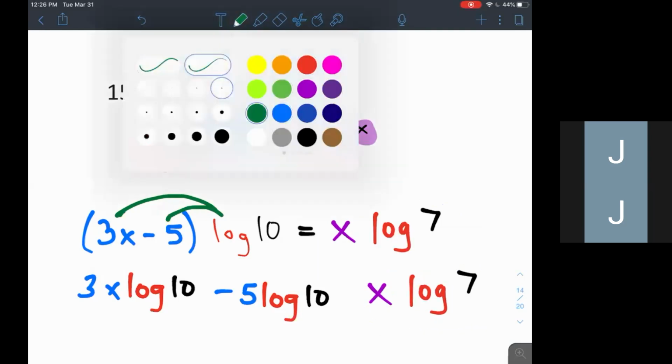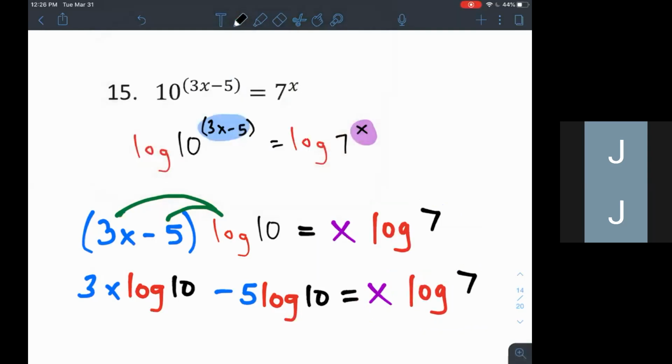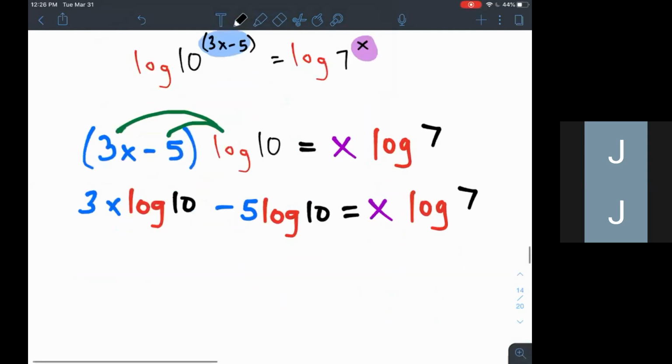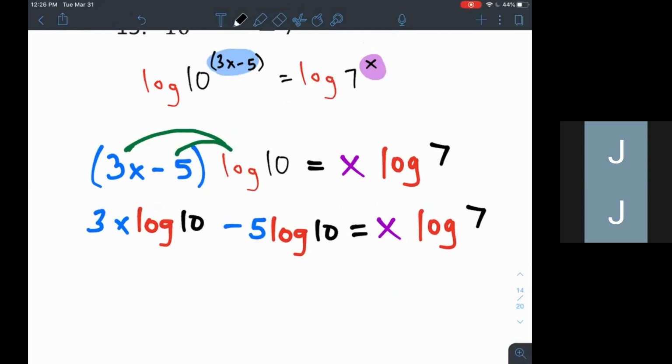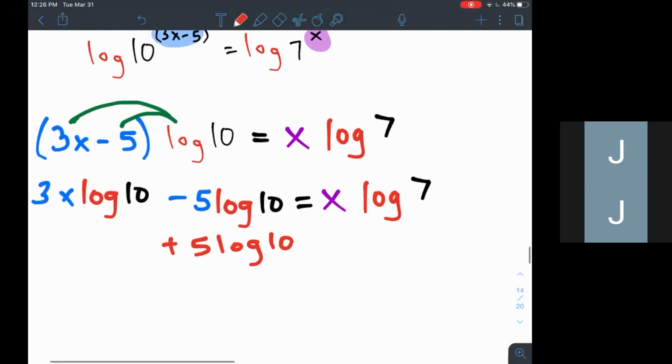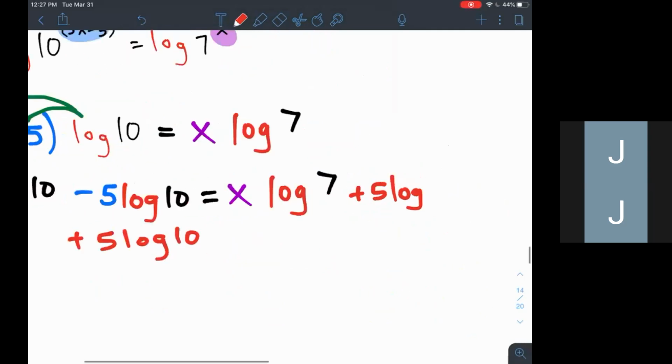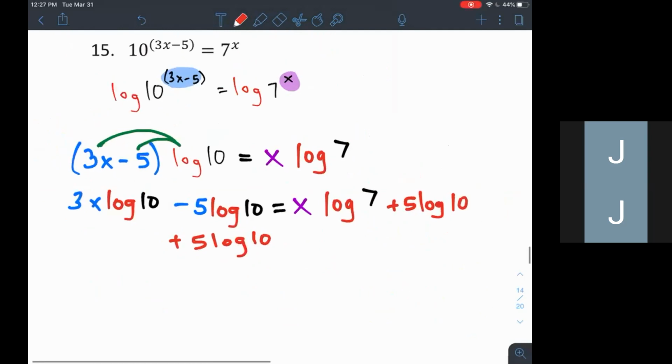Keeping in mind at this point, log 7 and log 10 are just numbers. We could evaluate those with the calculator, but I'll save that for the end. Now I can start to manipulate this problem by moving all of my x's to the left side and all of my regular numbers to the right. I'm going to add 5 times log 10 to both sides, eliminating it on the left side. So we have 3x log 10 on the left.